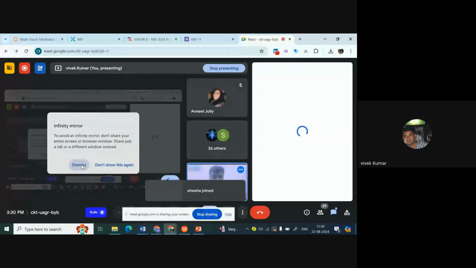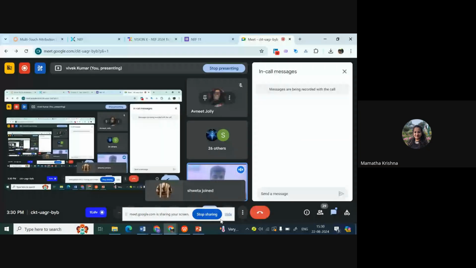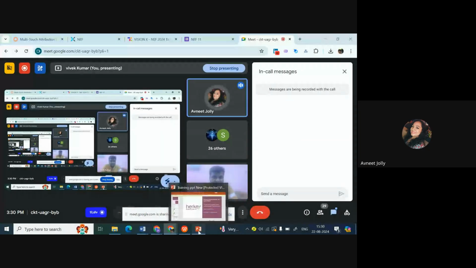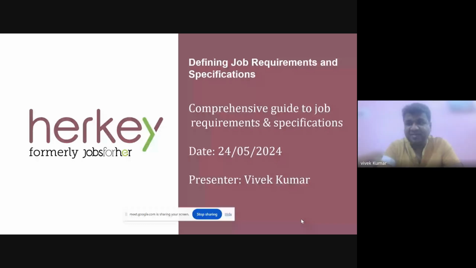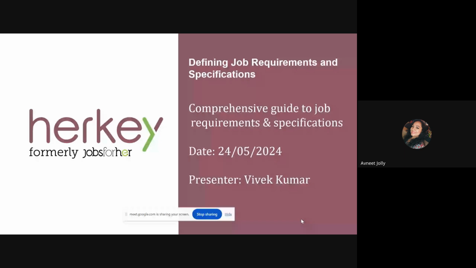Can you give me a confirmation quickly if you're able to see my screen? Yes, Vivek, we're able to view the screen. The screen is visible. Okay, thumbs up. Thank you. That was regarding those only. Okay, sorry, I couldn't read the messages. No problem at all. Please go ahead, Vivek.